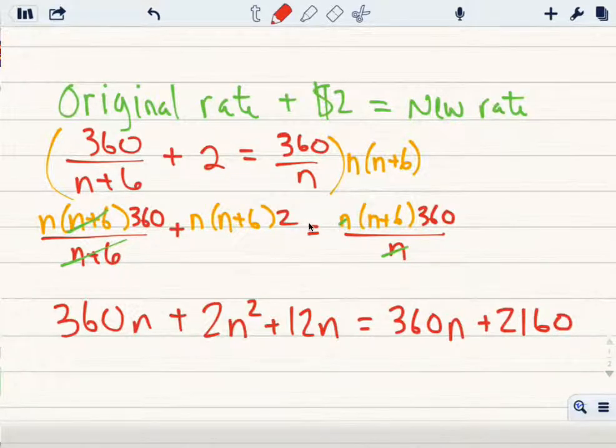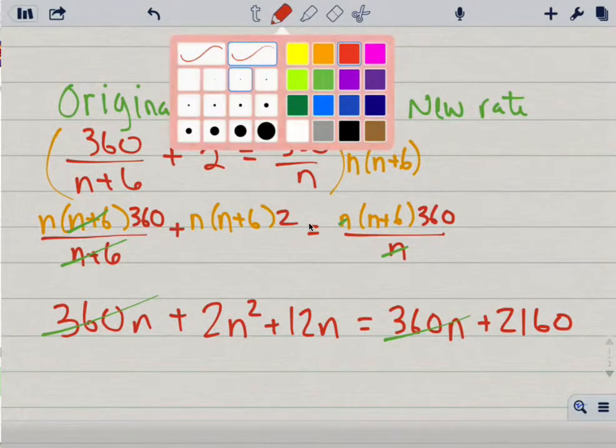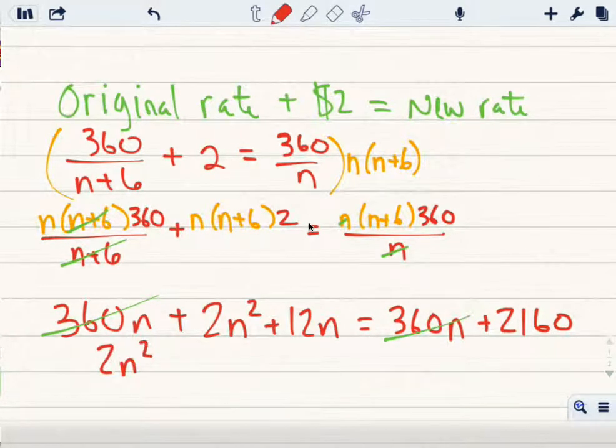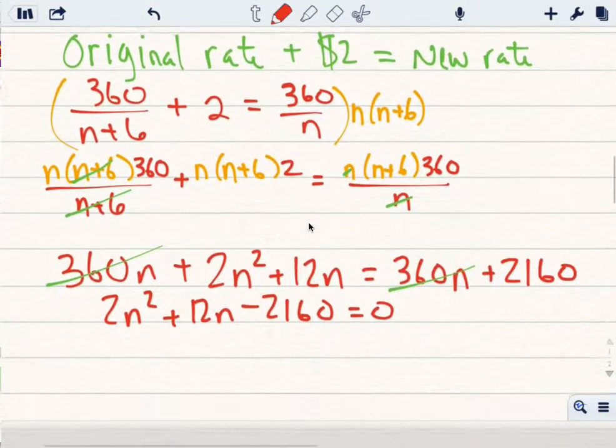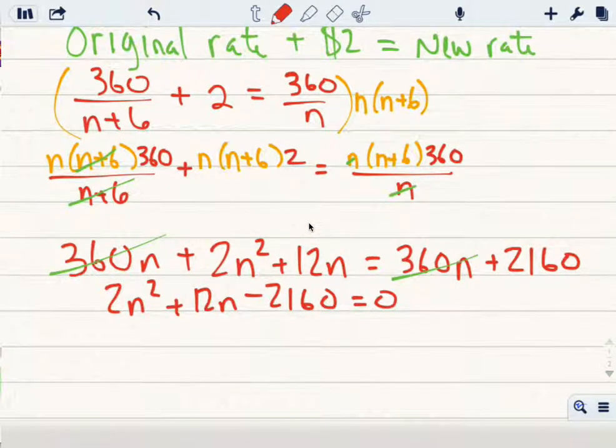Okay, get everything on the same side. Some stuff does cancel. 360n and 360n cancel. So I'll get 2n squared plus 12n minus 2160 is equal to 0. Divide everything by 2, and I get n squared plus 6n minus 1080 equals 0.